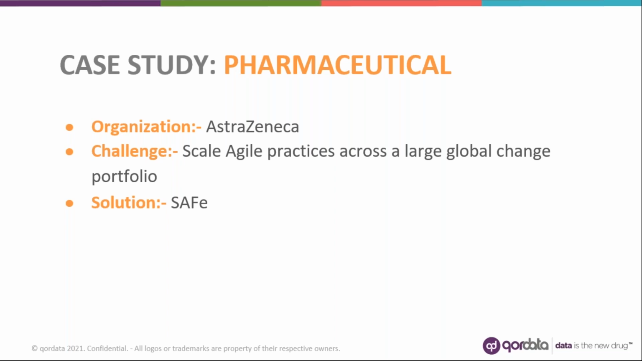The challenge they were facing was scalability, and they wanted to implement agile practices across a large global portfolio because they have branches all across the globe in more than 50 countries. So the basic challenge faced by AZ IT was to scale in numerous countries, with numerous hours spent on brainstorming and discussions, and SAFe came out to be the best-suited framework to be implemented at the organization-wide level.